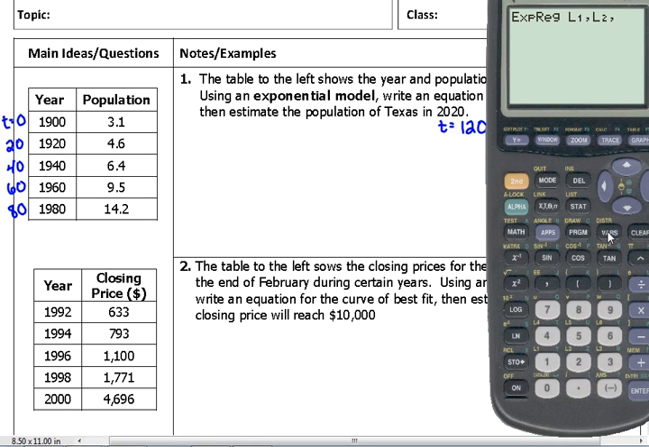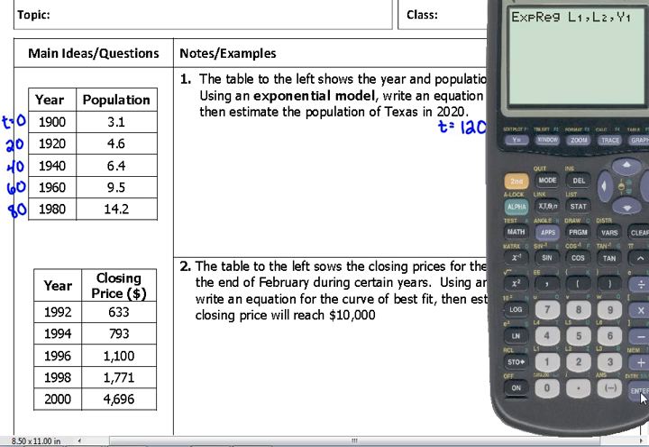And the third thing we're going to put in is where we want it to store. So see this Vars button beside the clear button? Press Vars. You go over to Y-Vars and you press enter, and see they give you a list, y1, y2, y3. Press enter because we want it to put the model in y1. So this is what your screen should look like right now. Exponential regression, L1, comma L2, comma y1.